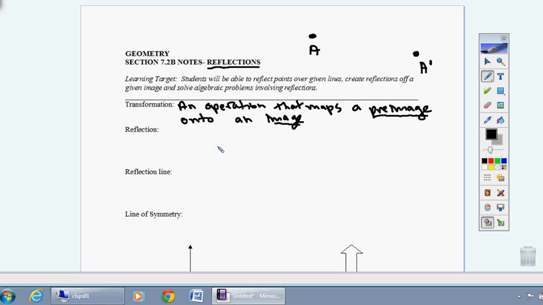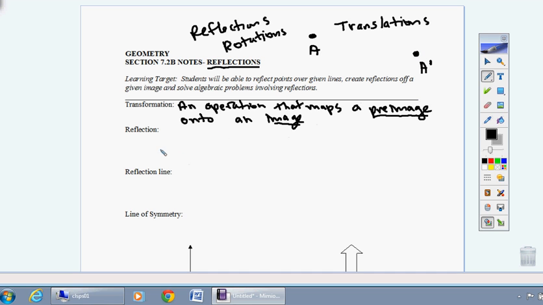Now, there are three types of transformations that we're going to talk about in this unit. First is reflection. The second is rotation. So let's write these down. So we have reflections, and that's what we're doing today. We have rotations, which we'll do tomorrow. And then lastly, we're going to have translations. So these are our three types of transformations, or three types of ways that we move points or figures from one place, our pre-image, to the next place, our image.